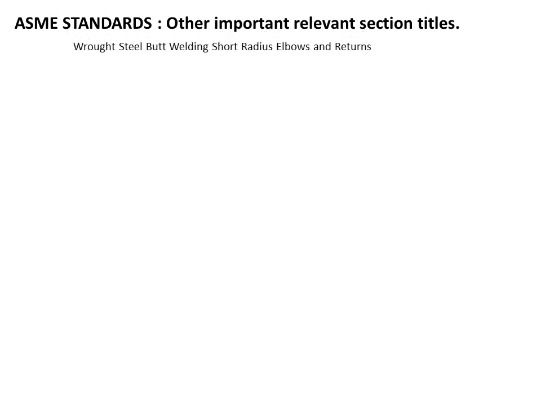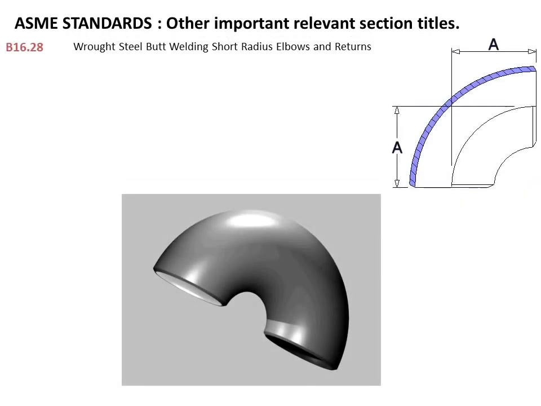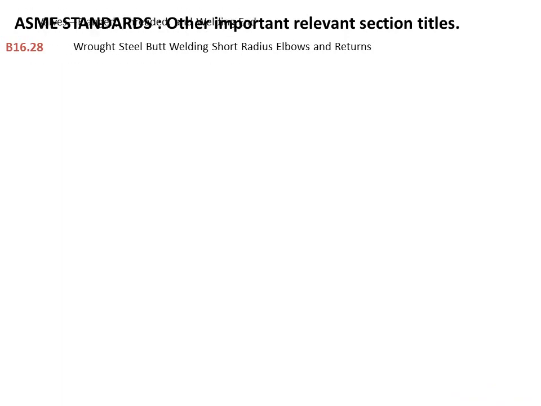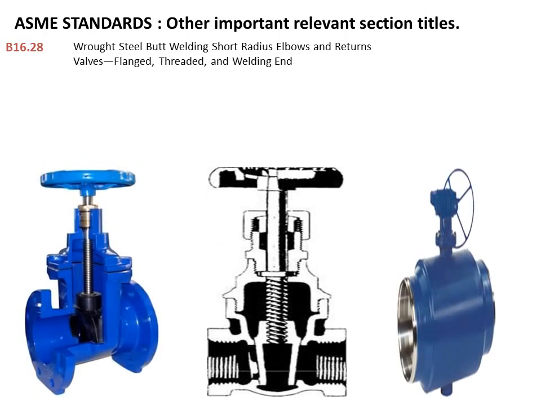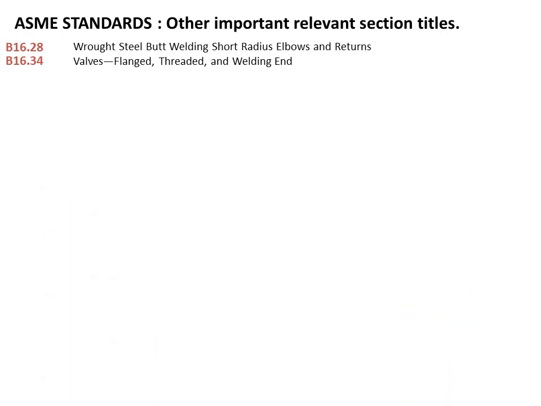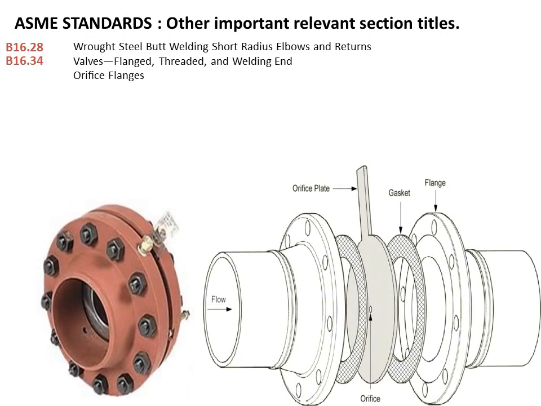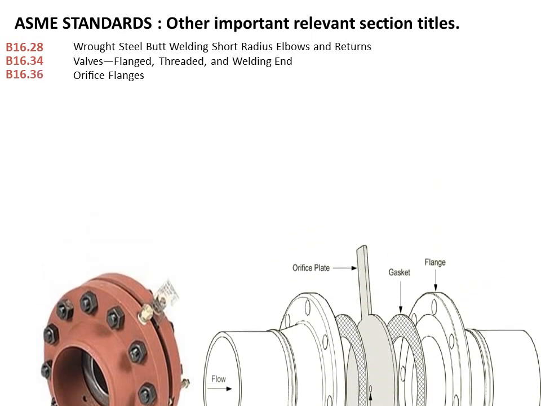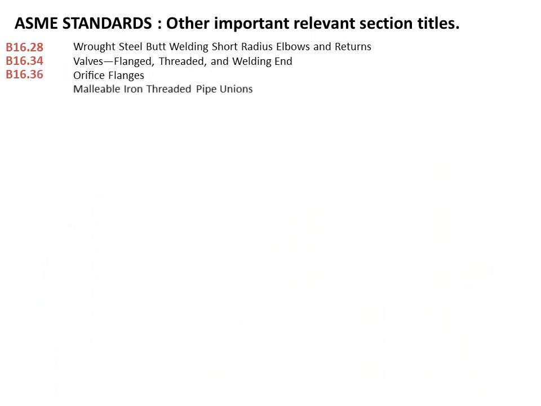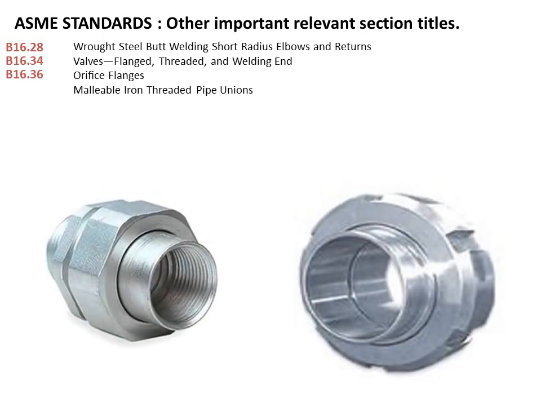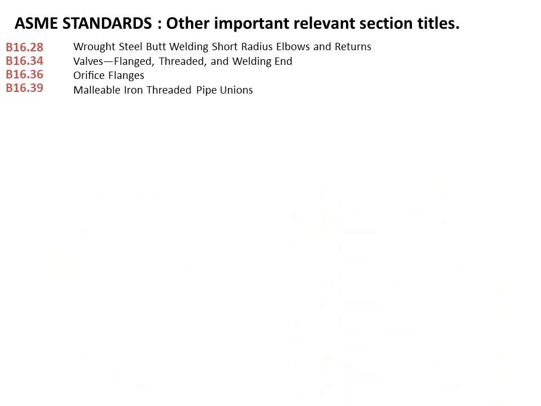For wrought steel butt welding short radius elbows and returns, a particular standard is devoted, and that is ASME 16.28. For valve, flange, threaded and welding ends: for threaded flange and welding end valves, we have B16.34. For orifice flanges, we have ASME standard B16.36. For malleable iron threaded pipe unions, we have B16.39.